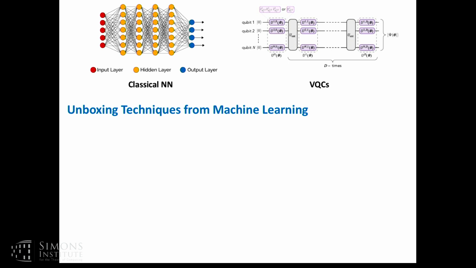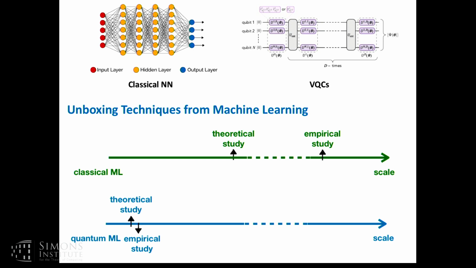In order to try to answer that question, here is my very personal perspective on the status of the research we have for classical machine learning and quantum machine learning. On the top line, for classical machine learning, we have very successful empirical studies at a very, very large scale. And the theoretical ones are trying to catch up, but there still seems to be some gap. I don't know how large it's going to be, so I put a dashed line there. But it's really important for people to understand that.